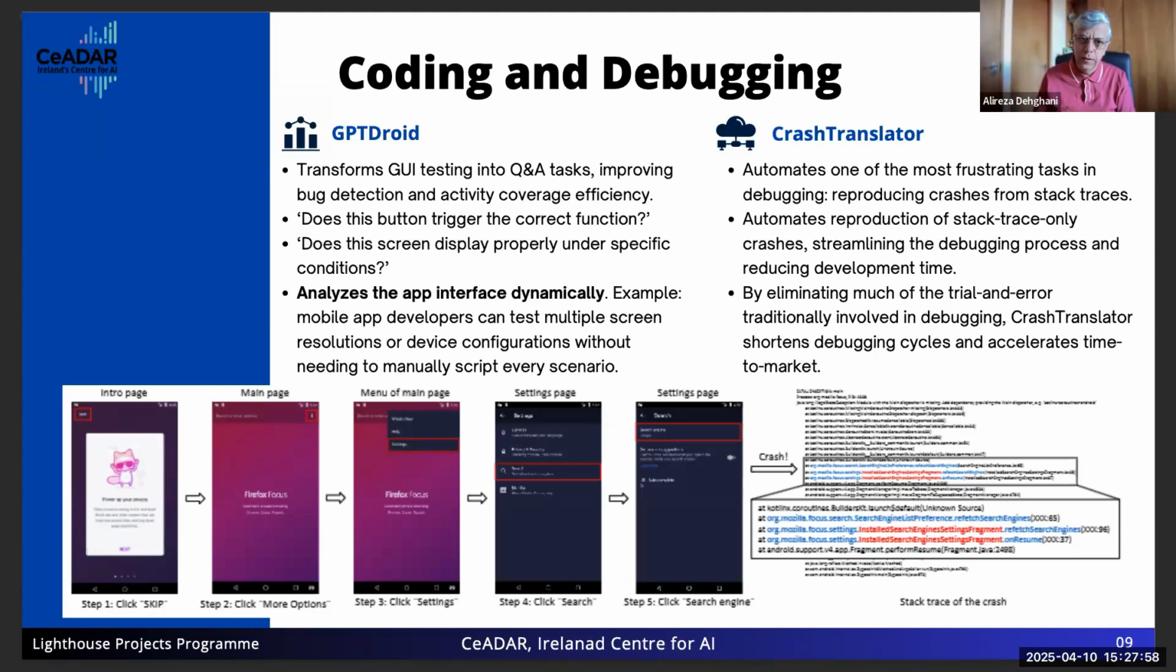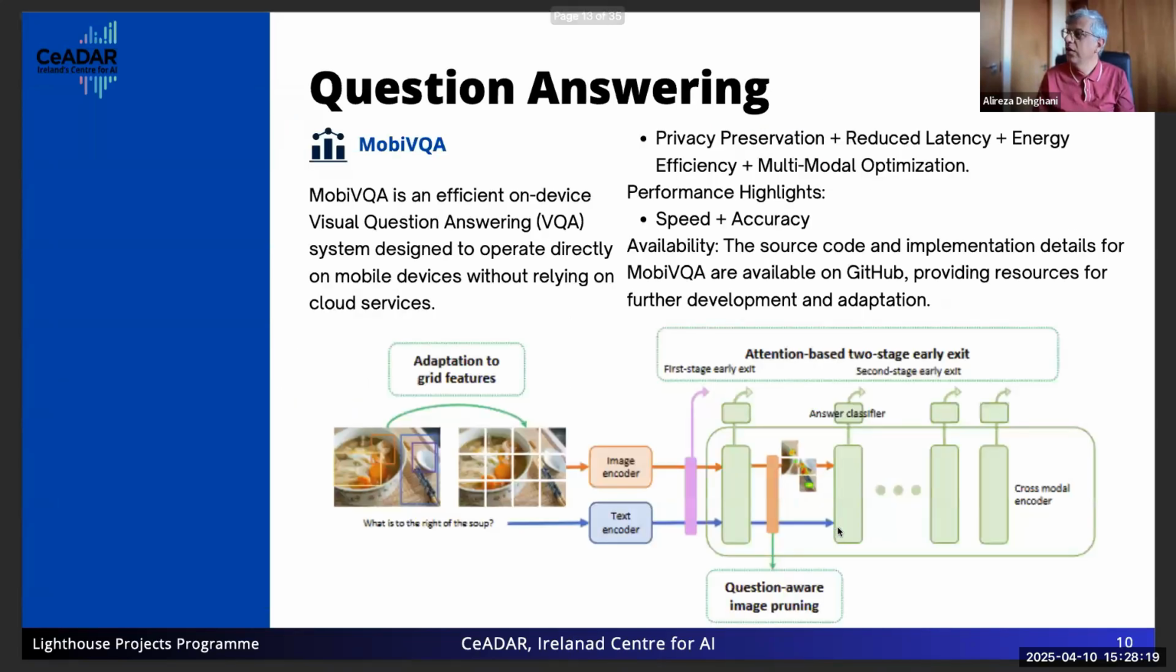Okay. As I said, that's the application. It can save hours or days of manual debugging. That's very important. Quick time to market would be another outcome of this application of LLM at the edge.